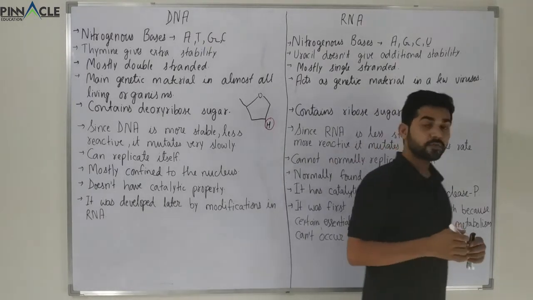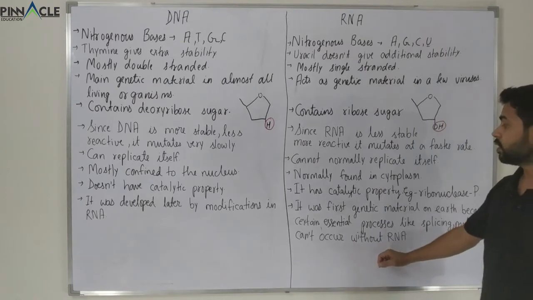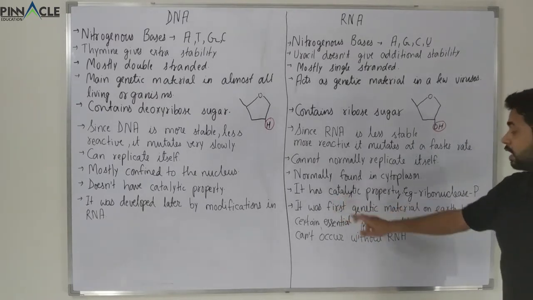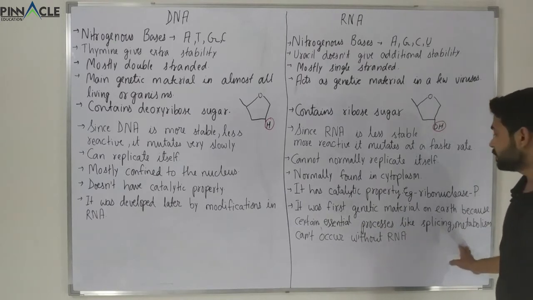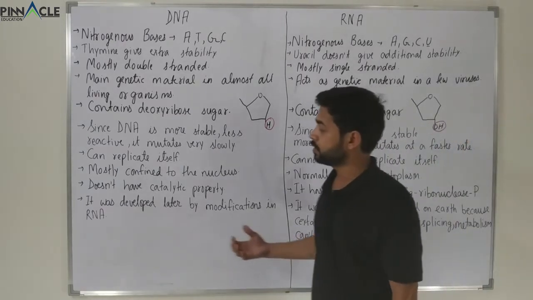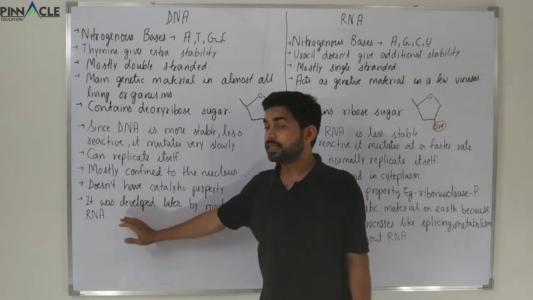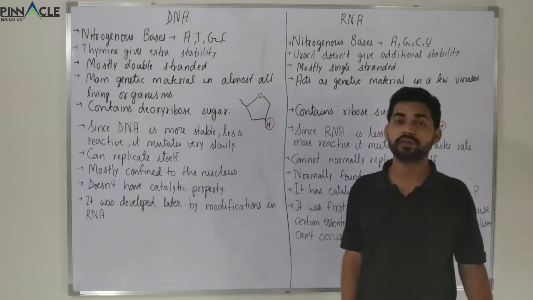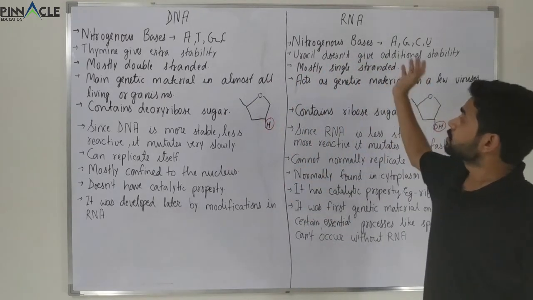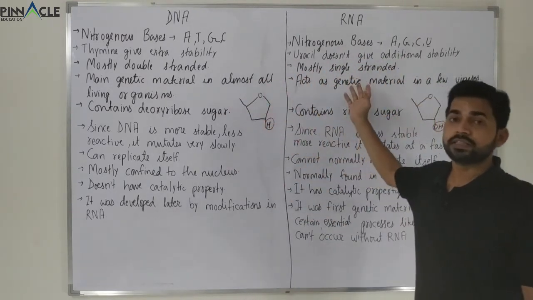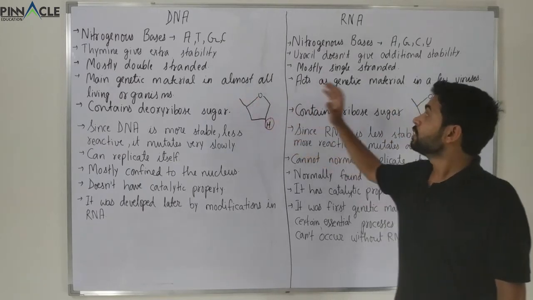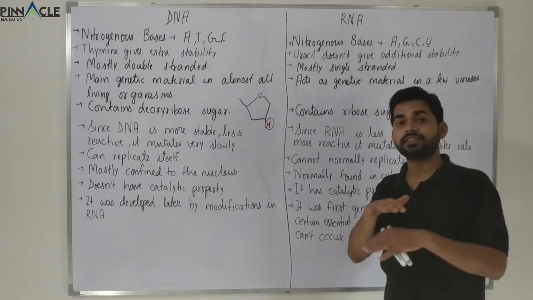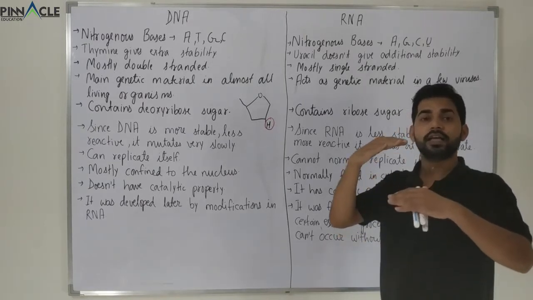So RNA was the first genetic material on earth. Why is it so? Because RNA does have catalytic property. RNA can cause splicing, and certain metabolic processes cannot occur without it. But DNA was developed later from RNA by chemical modifications. That is, uracil was replaced by thymine, and single stranded was replaced by double stranded. Other modifications also occurred inside DNA, that is stacking of the planes like this in the helical form.